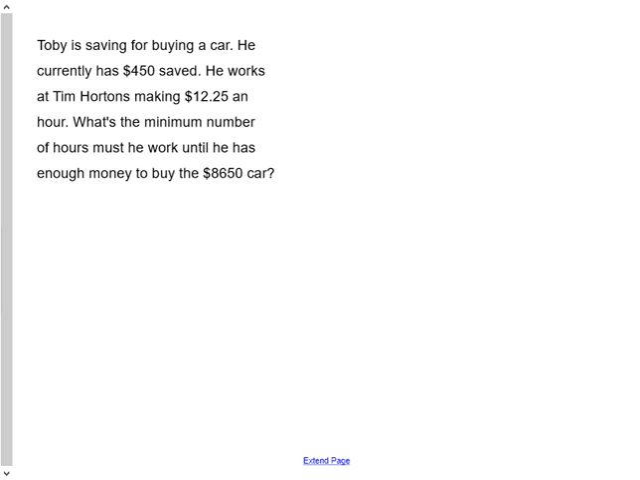Toby is saving for buying a car. He currently has $450 saved, and he works at Tim Hortons making $12.25 an hour. What is the minimum number of hours he must work until he has enough money to buy the $8,650 car? So the first thing I need to do is, his savings must be greater than or equal to the price of the car.